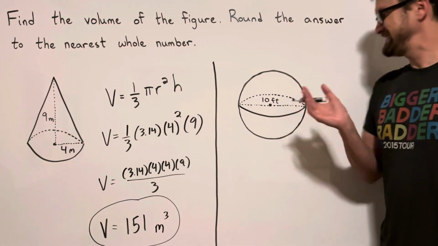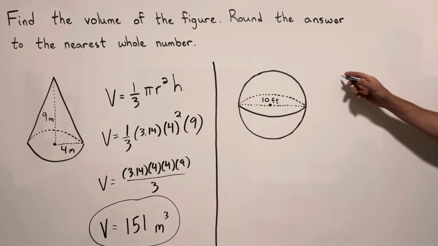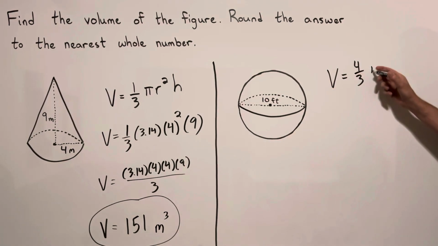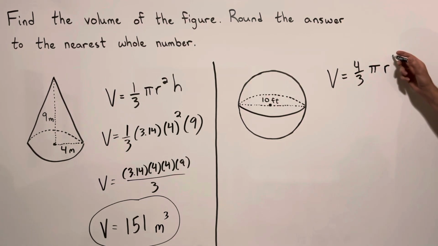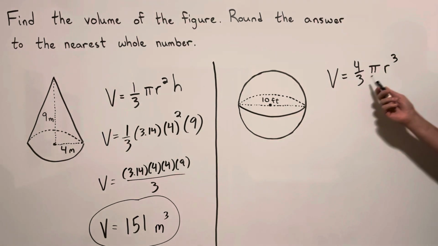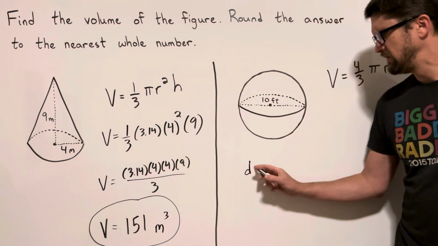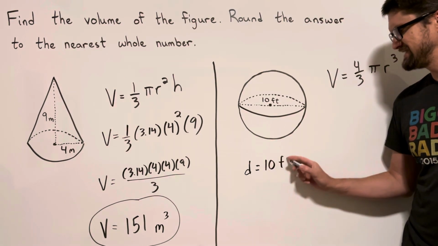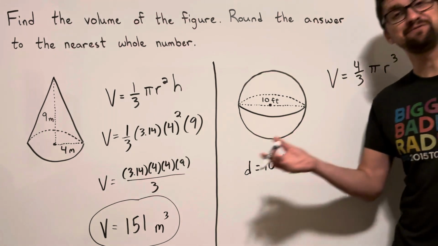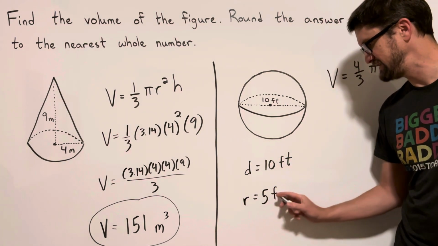Now this figure is a sphere, ball-shaped. The volume of a sphere is 4/3 times pi times the radius cubed. So we need the radius. It looks like the diameter is given here as 10 feet. And the radius is half the diameter. So take half of 10, you get 5. So the radius is going to be 5 feet.